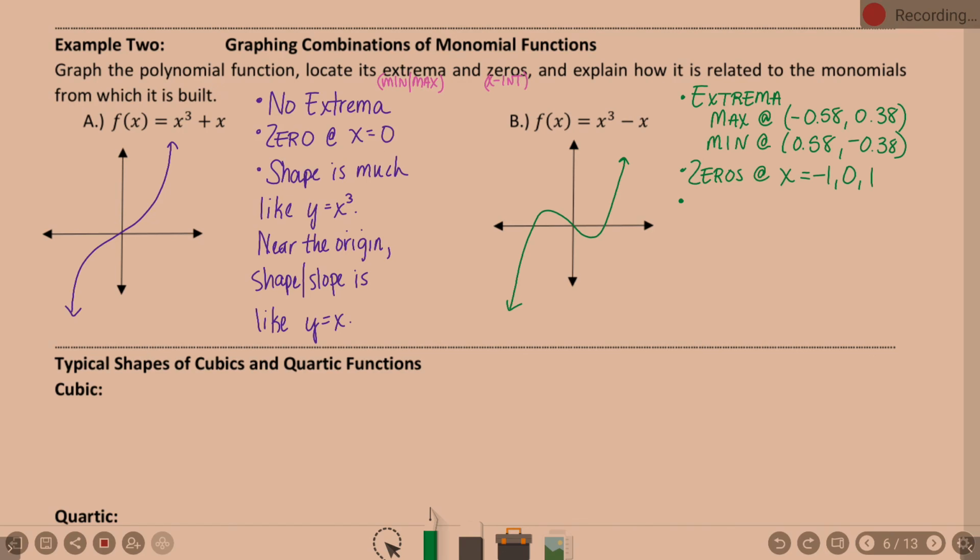So, I'm going to write my pieces down. Shape is like y equals x to the third, but near the origin, the shape or slope resembles y equals negative x.